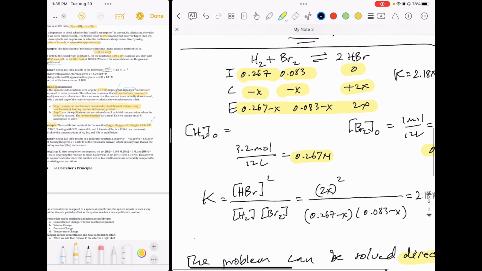Now let me point out, going back to the ICE table, if x is 0.083, notice that that's exactly the same number as the initial reactant concentration for Br2. So therefore, if x is the same number, that means that this is really just 0, right? So another way to say that is Br2 is the limiting reactant in this case because everything is used up for Br2. Therefore, you can calculate how much of this is left. That would be your excess reactant. It would just be 0.267 minus 0.083. And then the HBr would just be 2 times 0.083, right? So that will be a direct method.